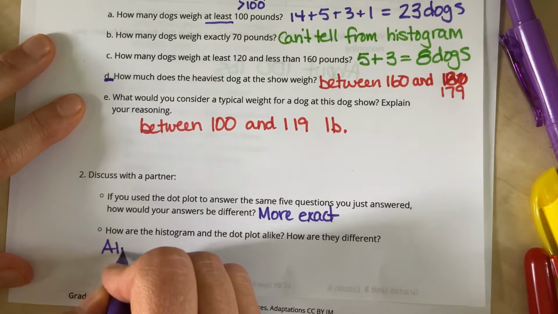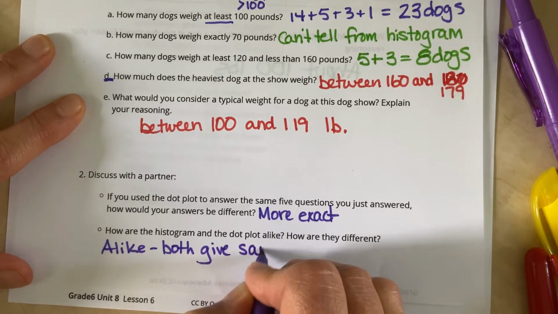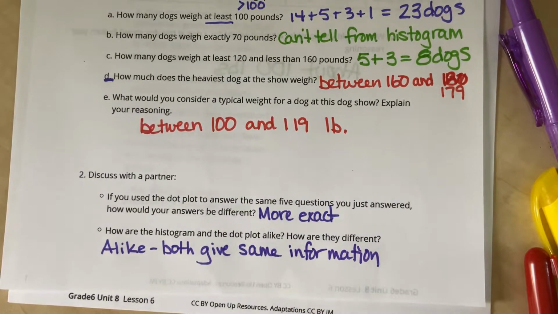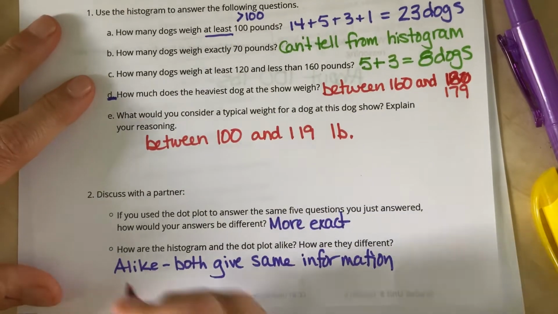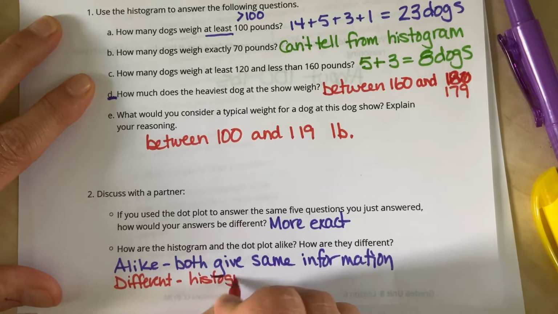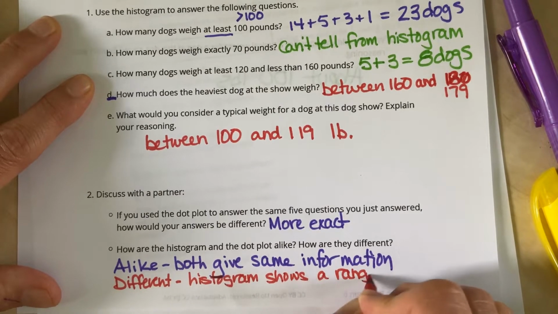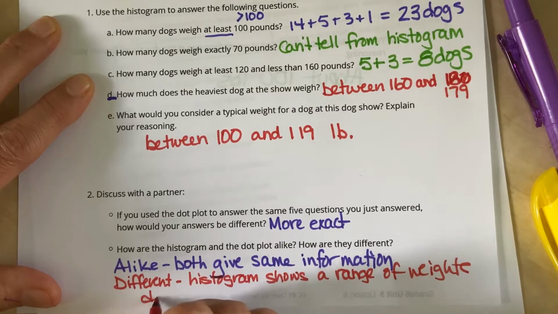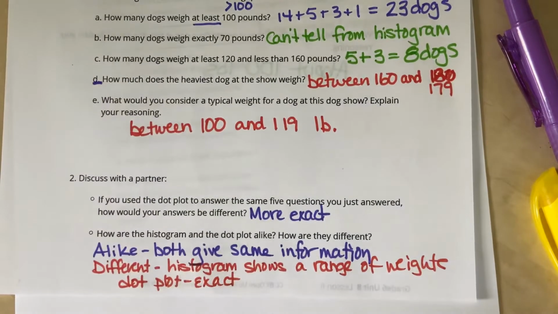How are the histograms and dot plots alike and how are they different? They are alike in that they both give the same information. Okay. The way that they are different is that this goes with a range of things where a dot plot tells you the exact number. So they're different because the histogram shows a range. Range of weights. And then the dot plot is exact. Okay, so that's the difference between a histogram and a dot plot.